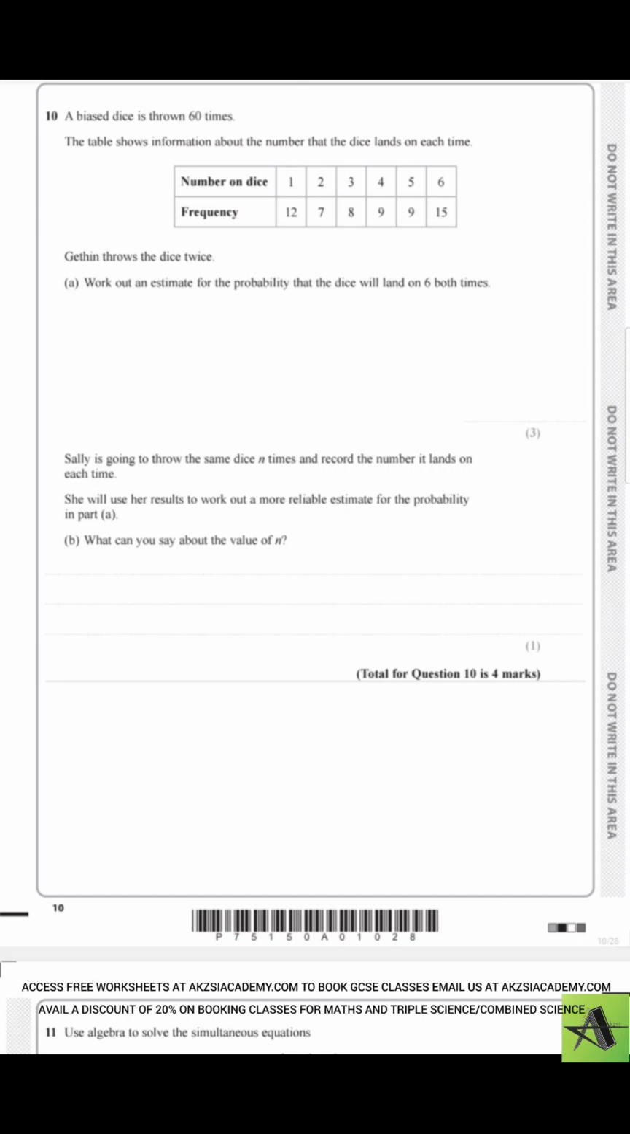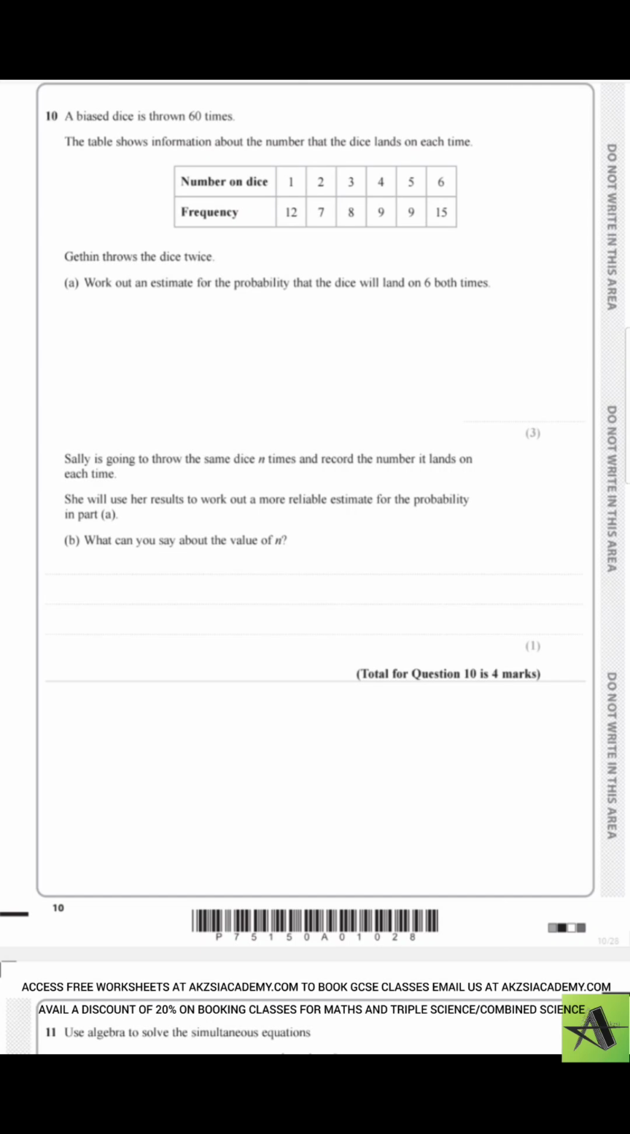Gethin throws the dice twice. This is a biased dice, first of all, not an unbiased dice, because if it were an unbiased dice, you would be getting the same probability. But here, this is the reason this is a biased dice and you're getting different frequencies for each of the numbers. Now, work out the estimate for the probability that the dice will land on 6 both the times.